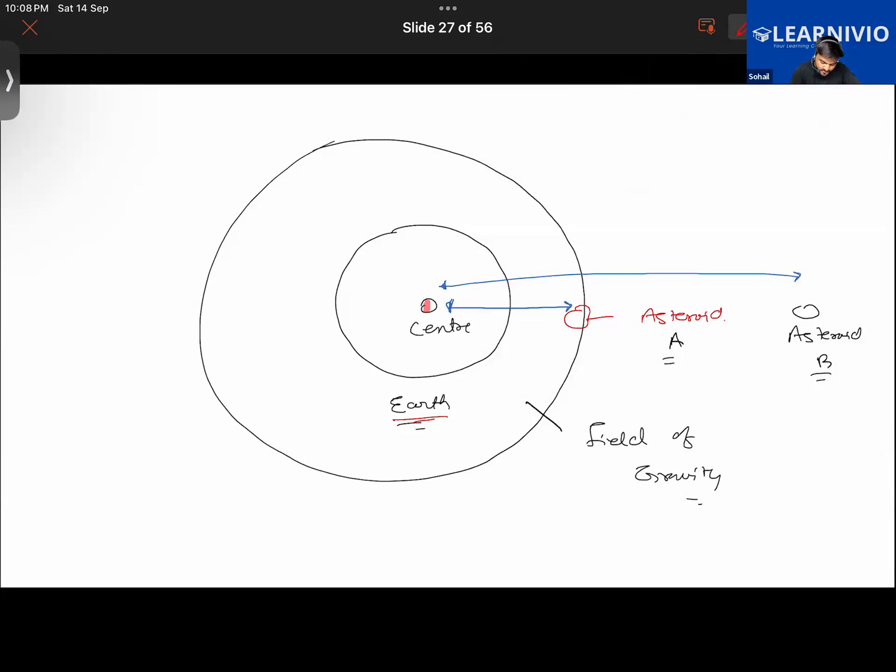Now, which one of them will be pulled towards the Earth? A. Why is it so? Because the distance here is adequate. It is lying in the field of gravity of Earth right now. So this object being in the field of gravity, at an adequate distance, experiences the force of attraction. While asteroid B is much away, outside the field of gravity, so it will not be experiencing the force of attraction by the Earth.